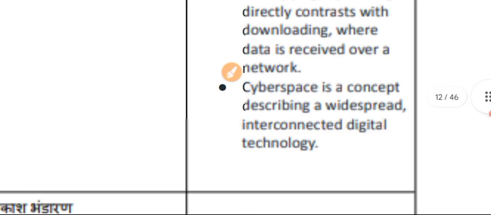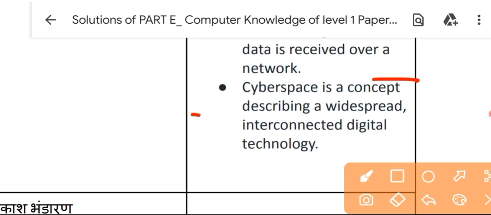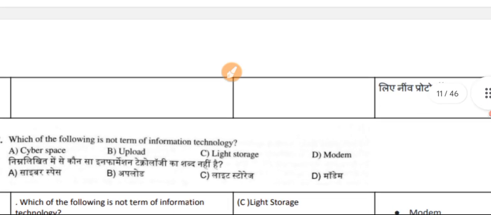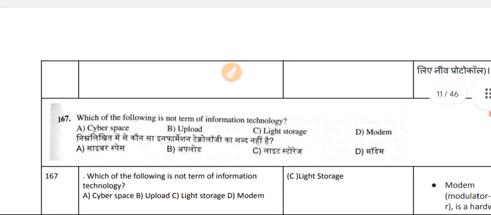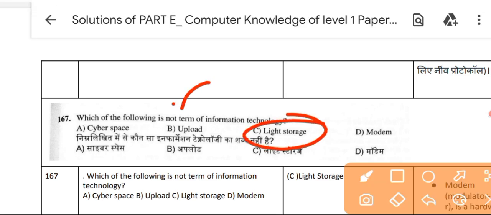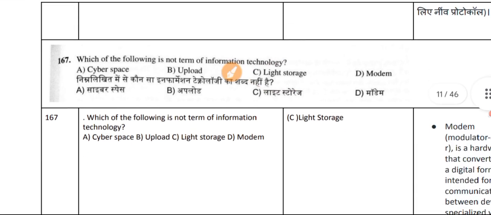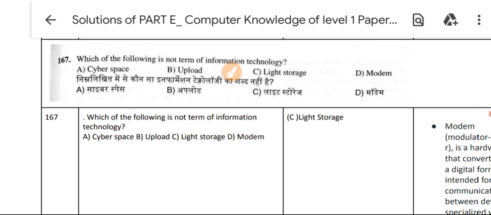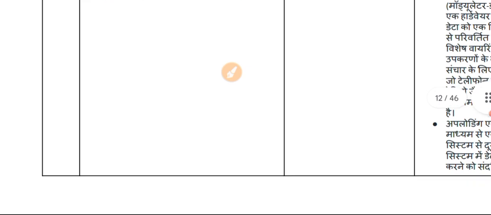Cyberspace is a concept describing the widespread, interconnected digital technology. That means the answer is light storage. Of the four options given, the correct answer is light storage, which is not a term of information technology. Okay, 167 is completed.